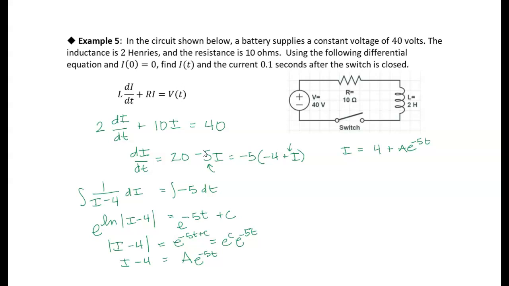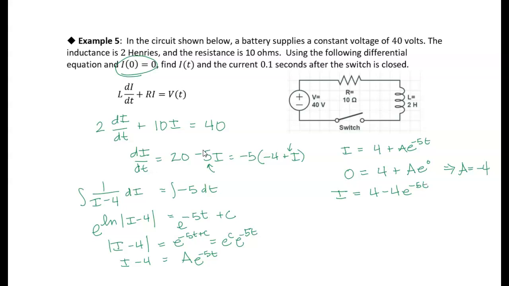Okay, so that's my general solution, but now I know that I is 0 when the circuit is first closed at t equals 0. So I have this initial condition where I is equal to 0 when t is equal to 0. So I'm just going to substitute that in. So e to the 0 is 1, so that's telling me that a is equal to minus 4. And now my particular solution for the current in this circuit is I equals 4 minus 4 e to the minus 5t.